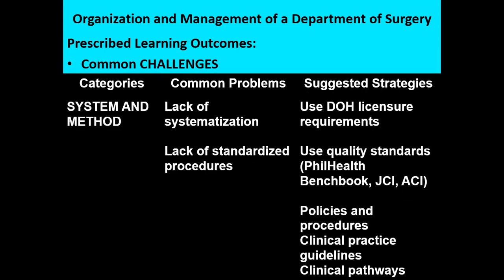Under the system and method categories, the common problems are lack of systematization in doing things, lack of standardized procedures. So there must be a manual that will standardize things. Okay, example will be use of DOH licensing requirements as a guide. That's the minimum. And then use of the quality standards as guides, such as the PhilHealth Bench Book, if it's still existing in the Philippines. I have no idea now where it is.